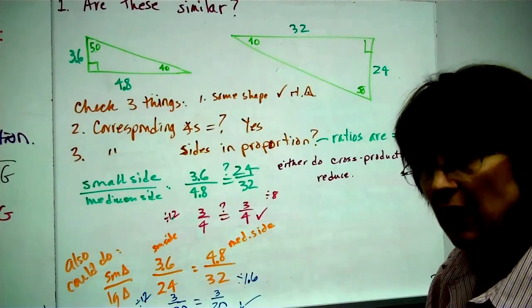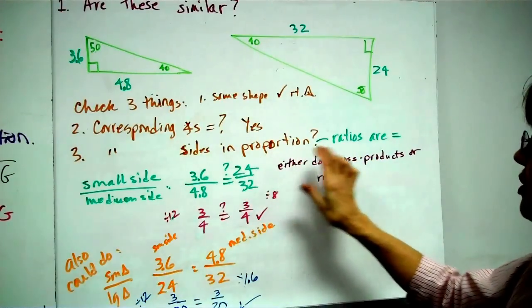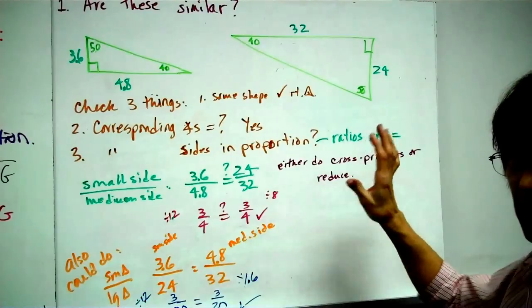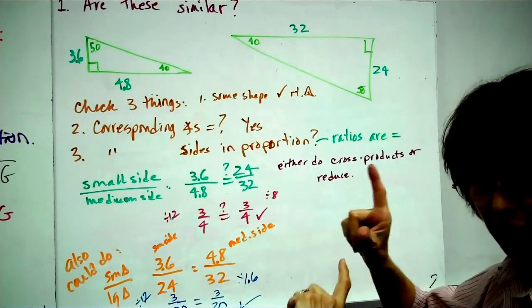Then you have to check to see if the sides are in proportion, and here's how we do that. Remember, in proportion means that the ratios are equal. The ratios of the sides are going to be the same, they're going to equal the same one ratio.